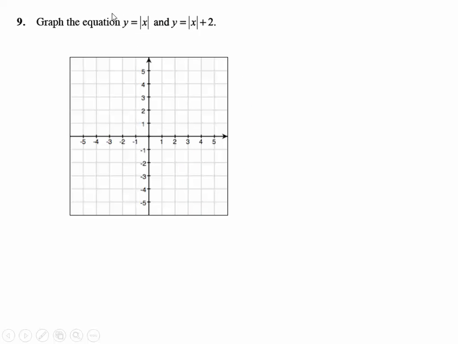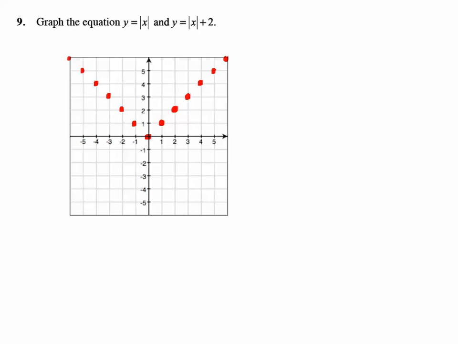So the question for number 9 is, can you graph for me the absolute value of x? And based upon the absolute value of x, can you graph for me this one here? Because we can do this in our heads, right? What's the absolute value of 0? 0. Absolute value of 1? 1. Absolute value of 2? And so on. What's the absolute value of negative 1? 1. Absolute value of negative 2? Yep, and so on and so forth.